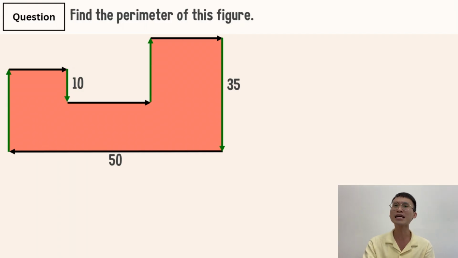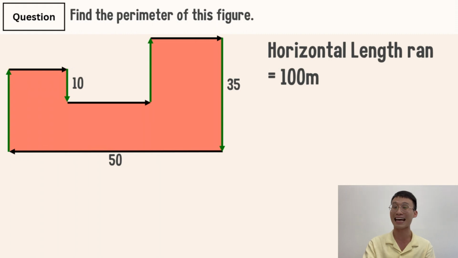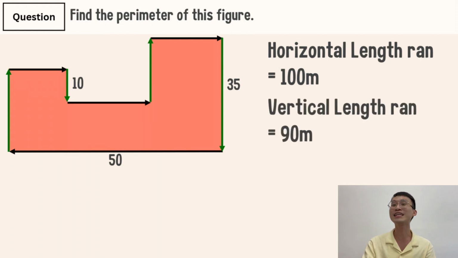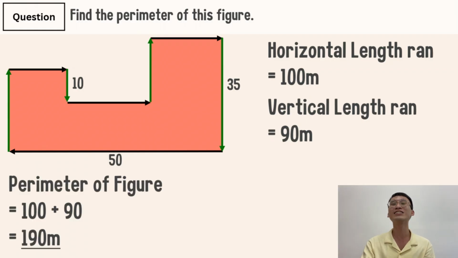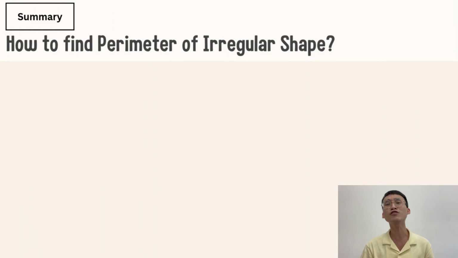Now, how can we calculate the total length covered? The horizontal run we calculated earlier was 100 meters, whereas the total vertical run is 90 meters. Now, how can we then calculate the perimeter? Exactly, we can just add the horizontal and vertical run together to get a total of 190 meters. And yay, we have solved this perimeter challenge together. Now, let us do a final summary on how to find perimeter for irregular shapes.